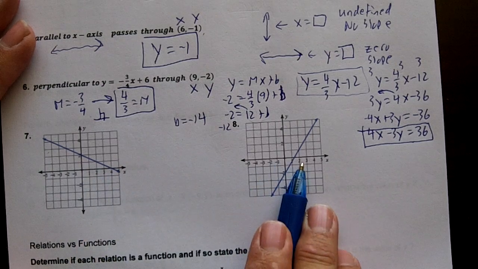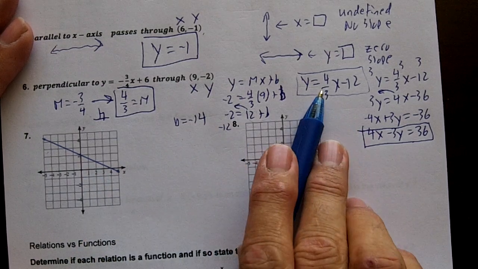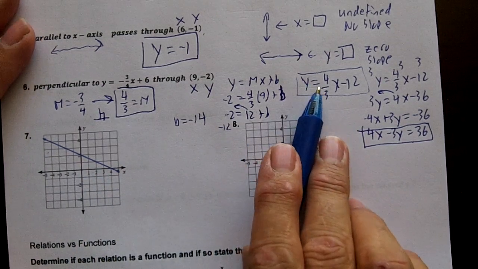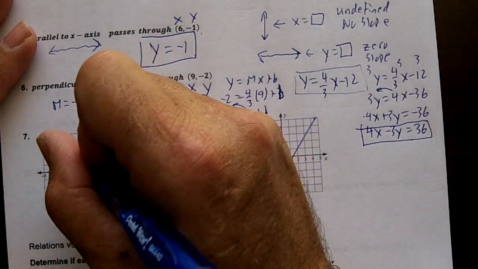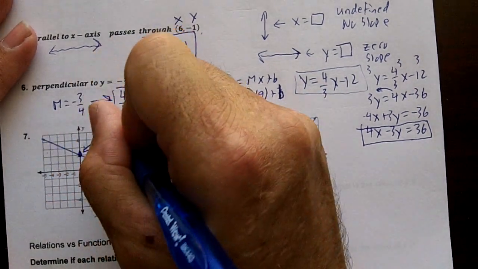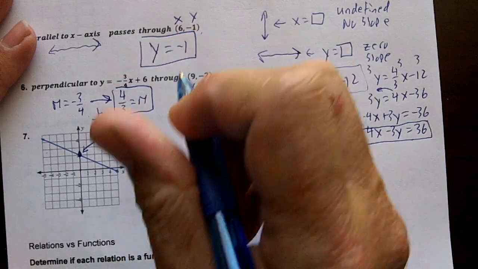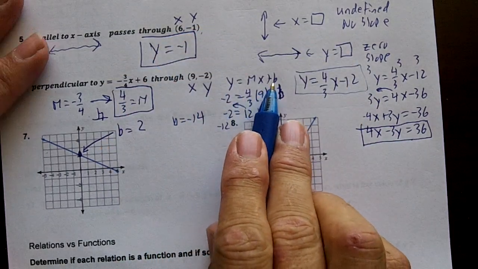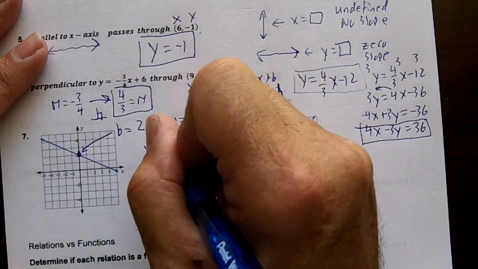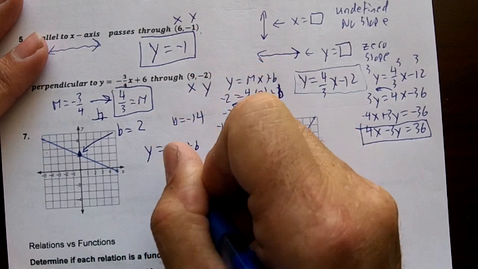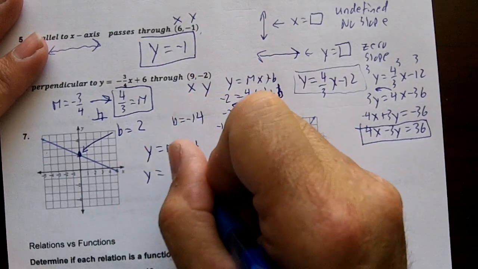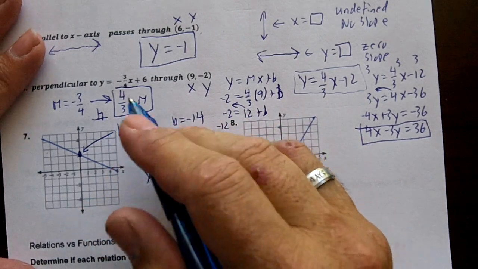Okay, on 7 and 8, we should be able to easily make these y equal mx plus b. All we need is the slope and the y-intercept. Right here, this is my b. My b equals 2. So when I plug it into y equal mx plus b, I know that my b is going to be plus 2. Now then, let's get the slope.